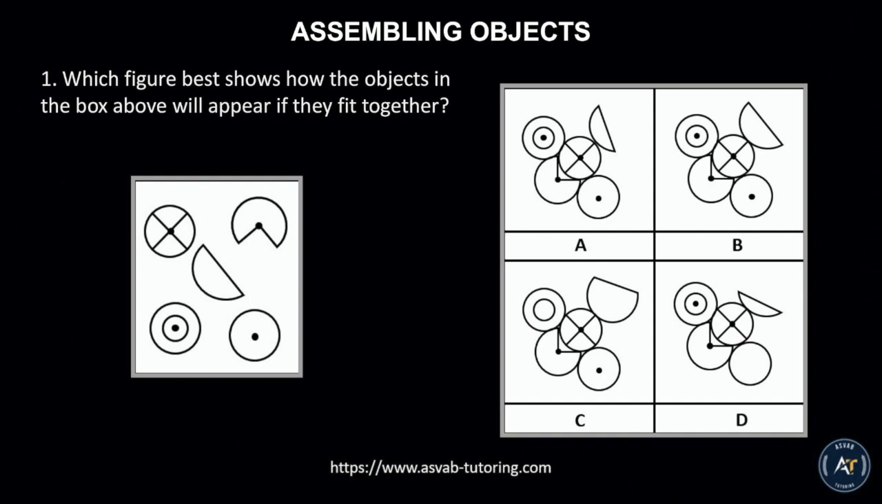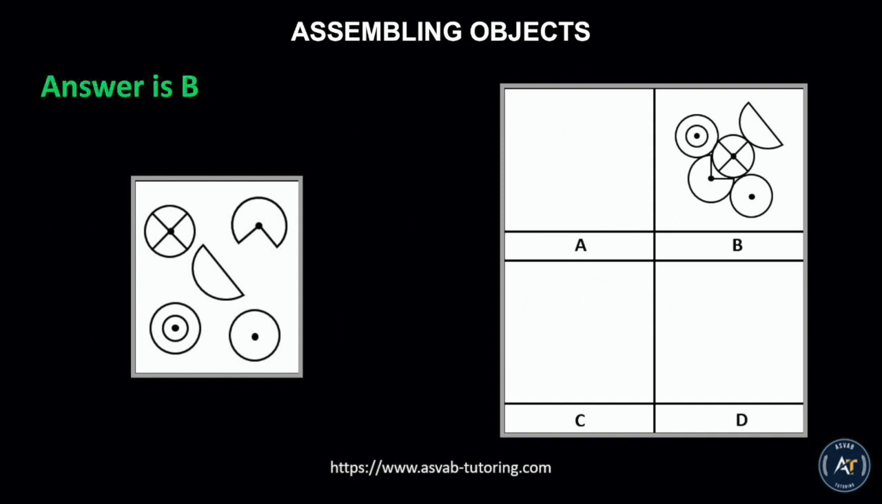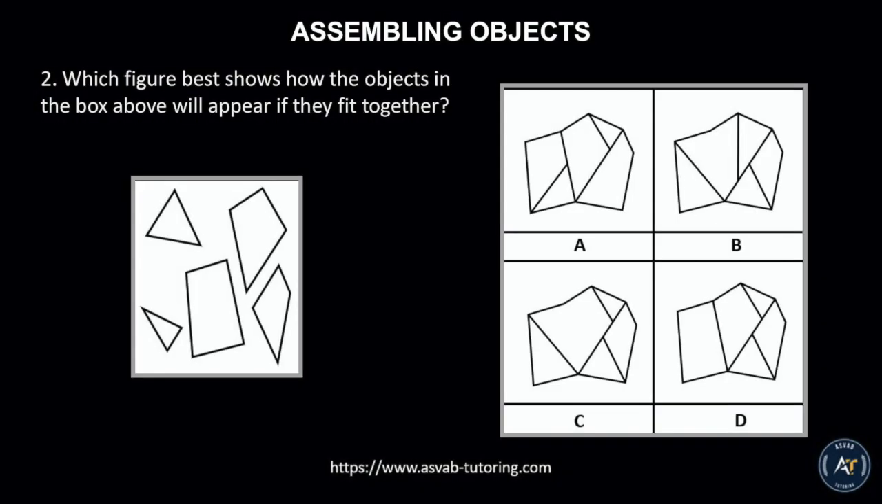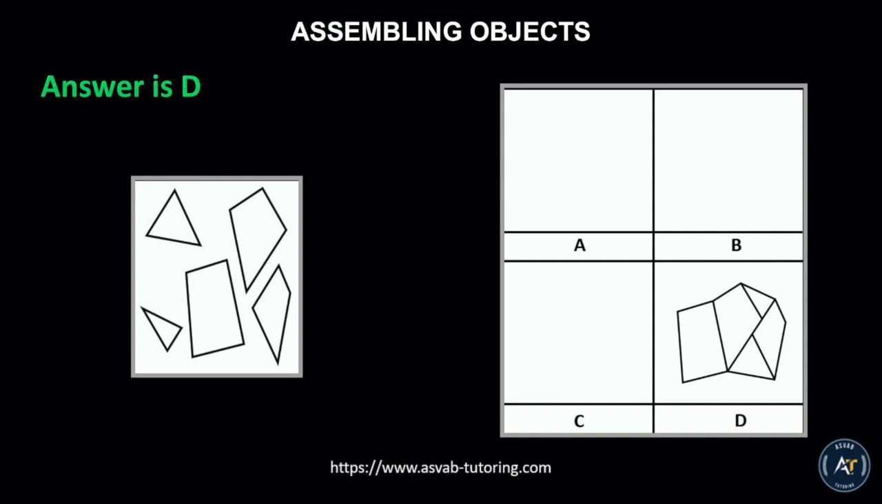Number 1. Which figure best shows how the objects in the box above will appear if they fit together? The correct answer is letter B. Number 2. Which figure best shows how the objects in the box above will appear if they fit together? The correct answer is letter D.